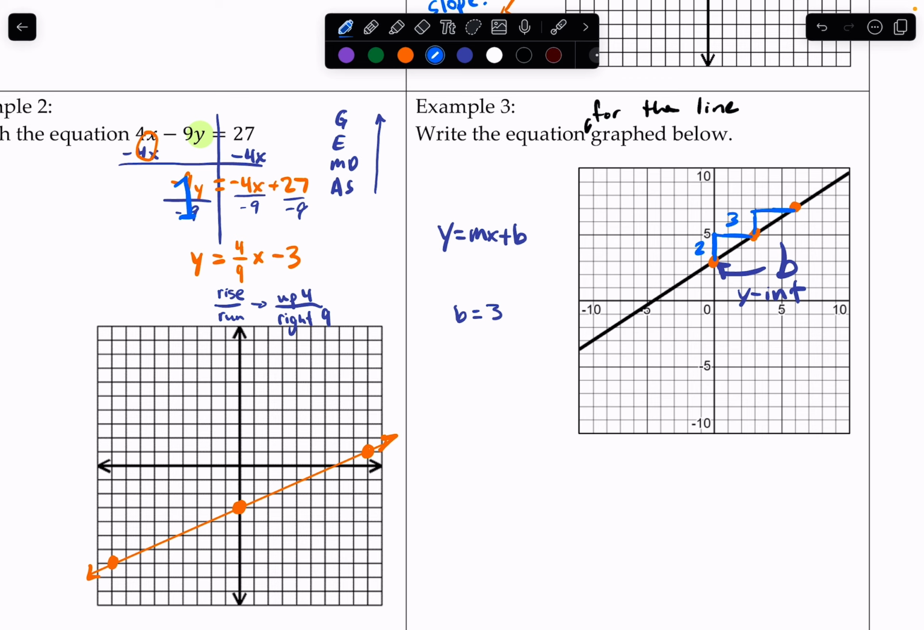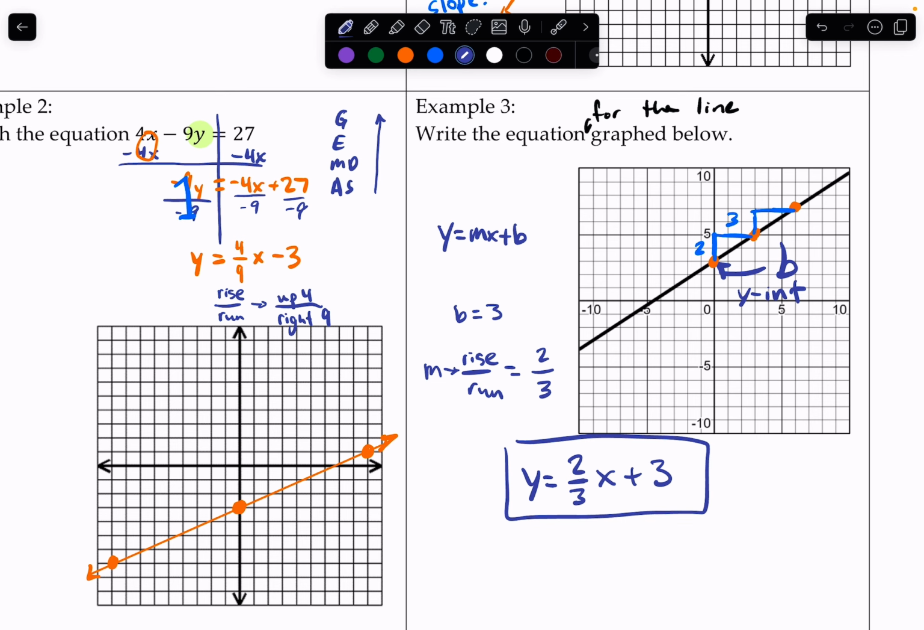So if your m value is rise over run, you can look at these slope triangles and see that we go up 2 and right 3. So those are going to be positive, right? Our line is going up and to the right, so this is a positive slope. And we just plug those things in to get our final answer. So instead of y equals mx plus b, my m is 2/3. So mx and then plus b would be 3. And that's going to be your final answer right there.